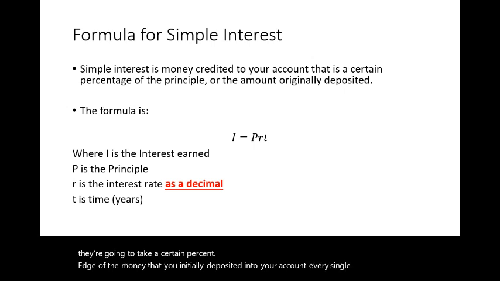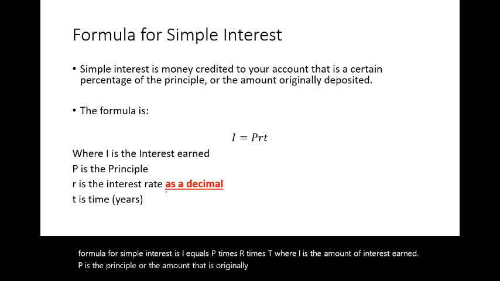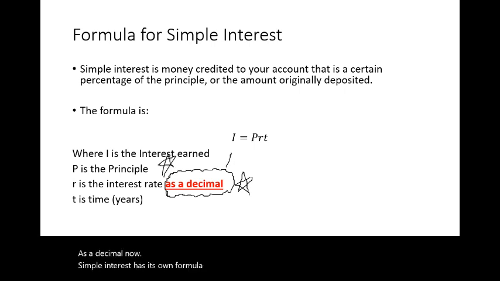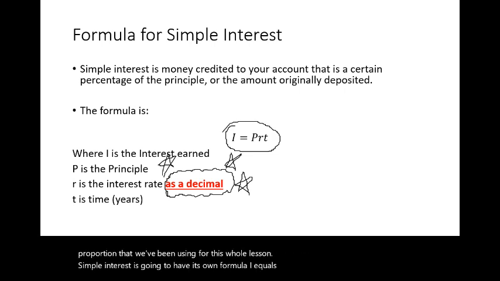So the formula for simple interest is I equals P times R times T, where I is the amount of interest earned, P is the principal or the amount that is originally deposited, R is the interest rate as a decimal. Now, simple interest has its own formula. So simple interest, we are not going to be using the proportion that we've been using for this whole lesson. Simple interest is going to have its own formula. I equals P times R times T.